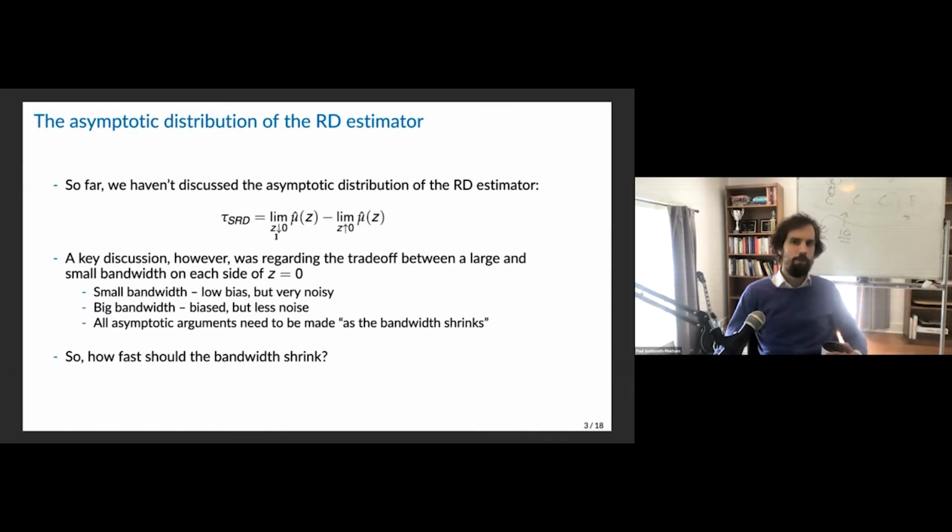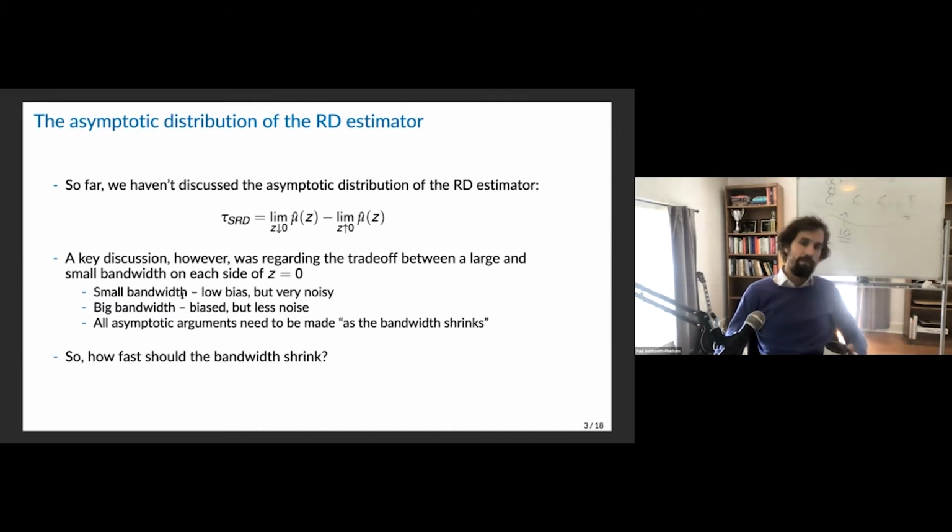I've been hammering you with this idea of the trade-off between a large and small bandwidth on each side. With the small bandwidth, you have low bias, but it's very noisy. With the big bandwidth, it's biased, but there's less noise. If you take one thing away from the estimation procedure for RD, hopefully that's one of them.